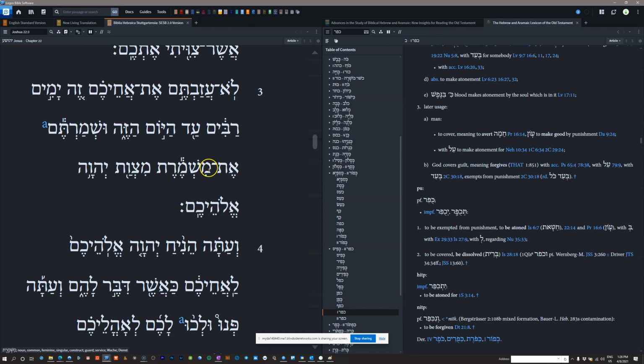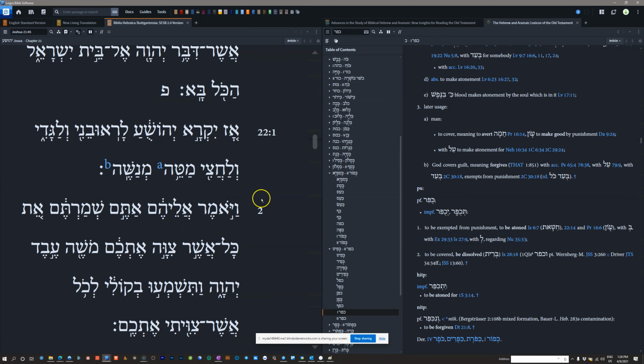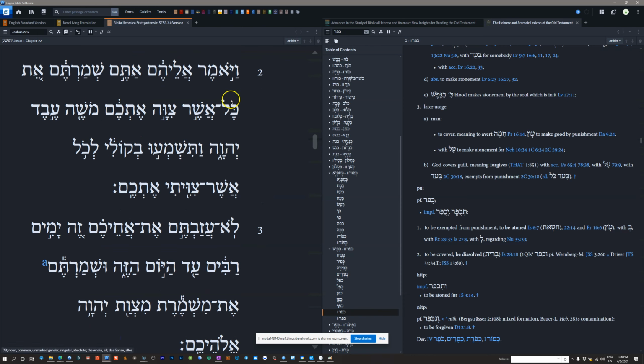Mitzvot. Okay, so this is going to be construct. You have kept what you're supposed to keep of the command, or of the mitzvah is going to be commandment, of the commandments of Adonai, your God. Whew. It's quite a translation passage there.